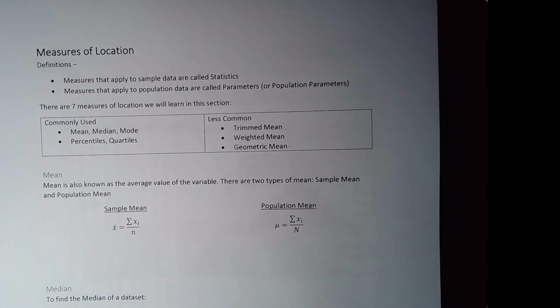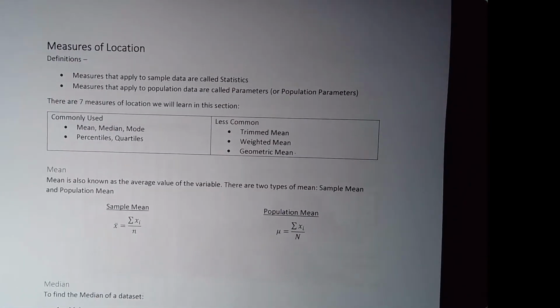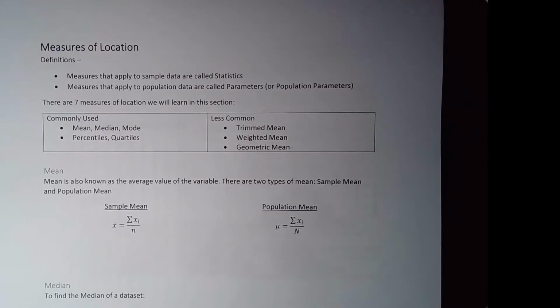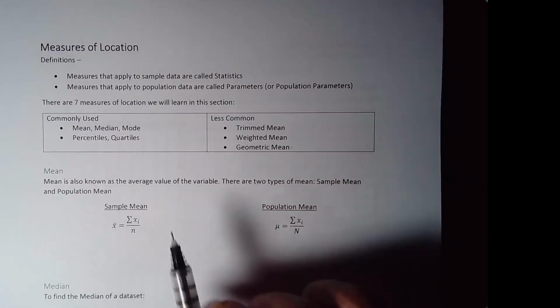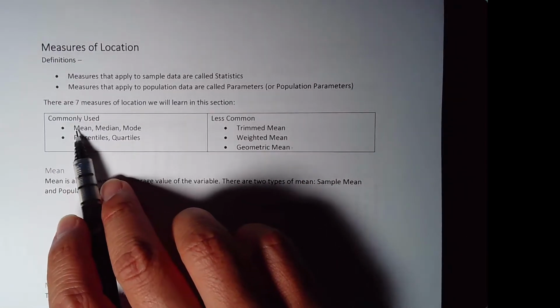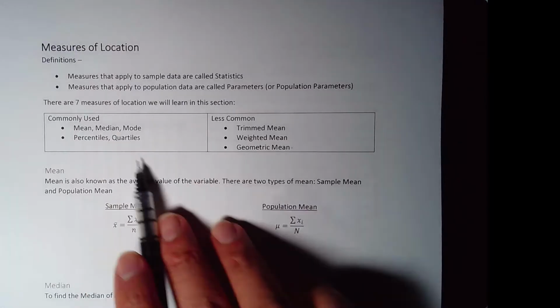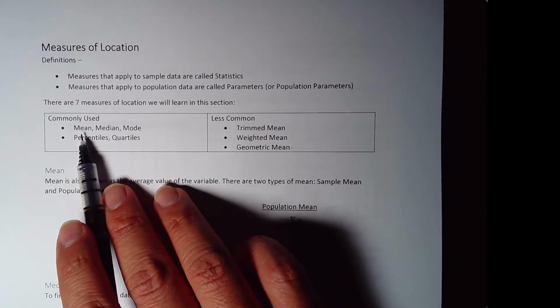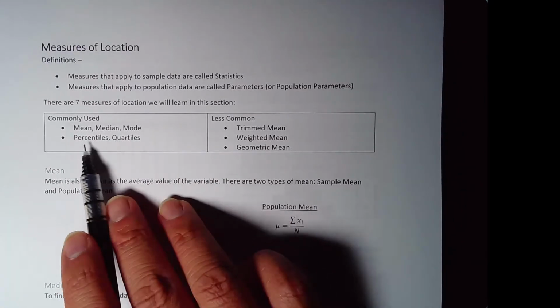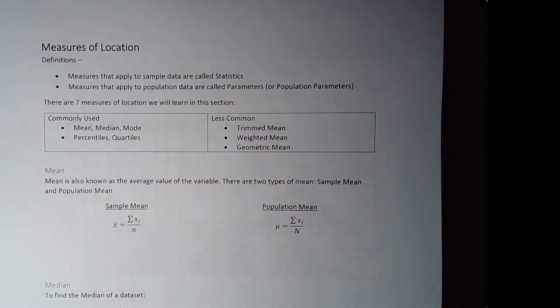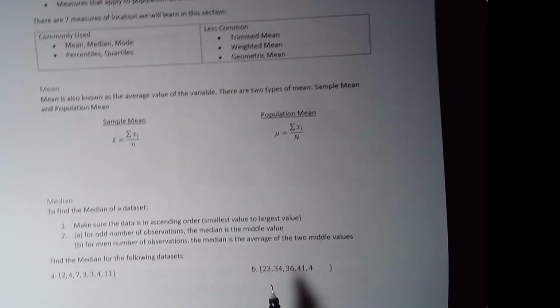Measures of location. This is the first numerical measure we're going to have to describe data. Here are the seven that we're going to talk about. The most commonly used ones are mean, median, mode, percentile, and quartile. Okay, let's get started. So, mean.